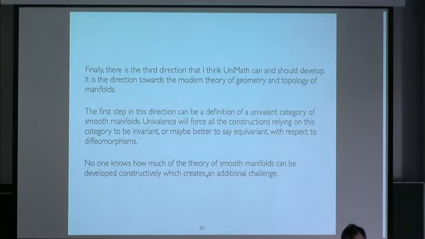So finally, there is a third direction that I think UniMath can and should develop, and it's the direction towards the modern theory of geometry and topology of manifolds. There are some reasons for this direction, which are kind of social, but the first step in this direction would be a definition of a univalent category of smooth manifolds.